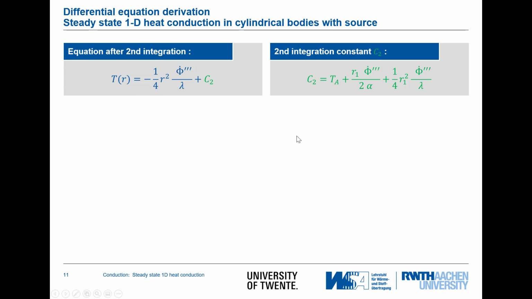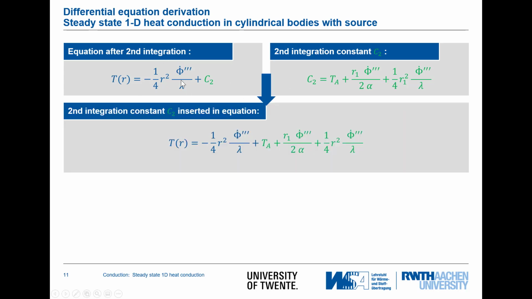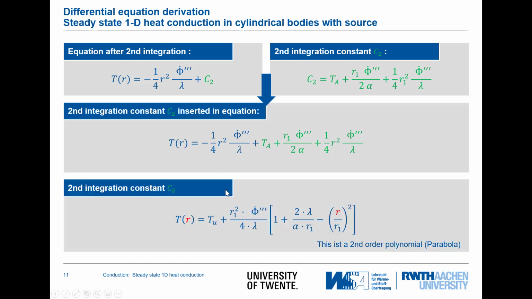Now, entering the constant into the equation will finally yield the temperature profile with respect to the radius, and we see that it's again a parabolic profile, because we have a dependency on r squared. Interestingly, all the other parts here are not depending on r anymore. Of course, it depends on the outer radius, but there are no dependencies directly on the radius.